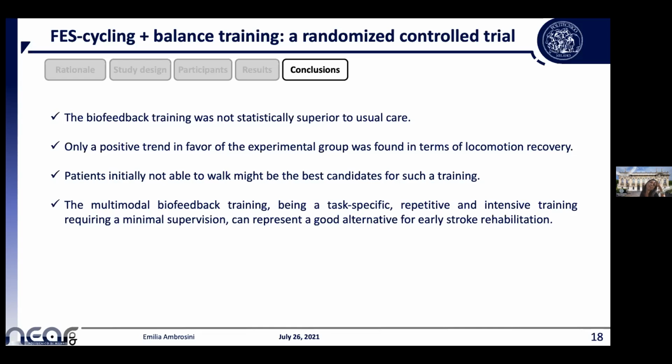I don't know if there are also other questions about this first RCT, or randomized control trial, that I'm presenting. Otherwise, I just take a step forward.